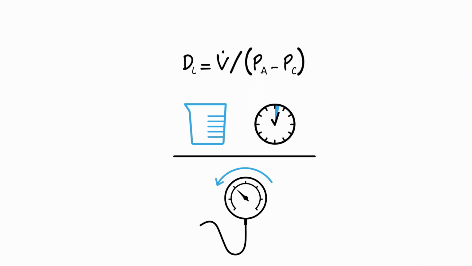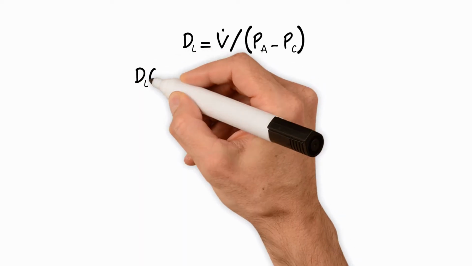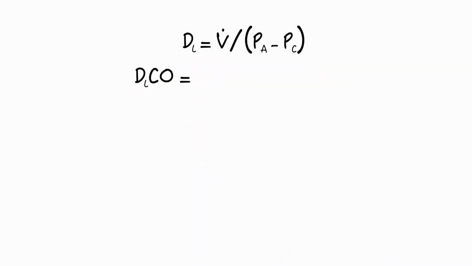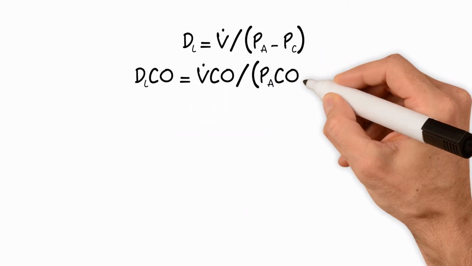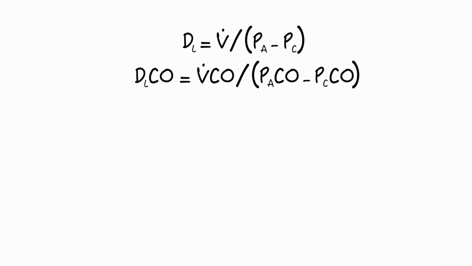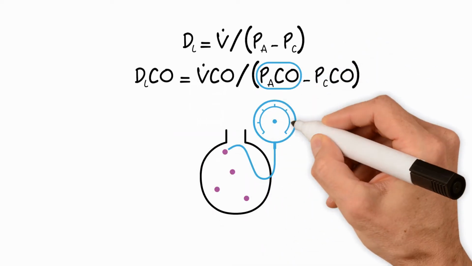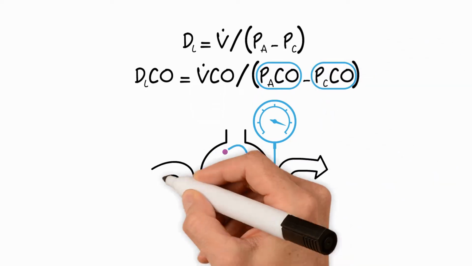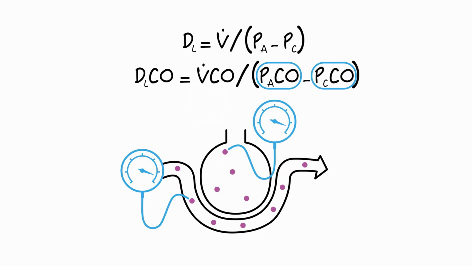How does this relate to diffusion of carbon monoxide? The diffusing capacity for carbon monoxide, DLCO, is the amount of carbon monoxide transferred across the lung per minute, represented by VCO, divided by the driving pressure, PaCO minus PCCO. PaCO is the partial pressure of carbon monoxide in the alveolus, and PCCO is the partial pressure of carbon monoxide in the pulmonary capillaries. Let's examine the individual terms.